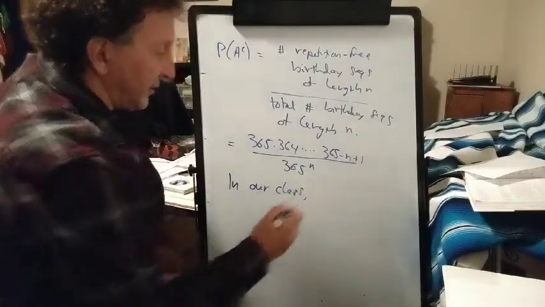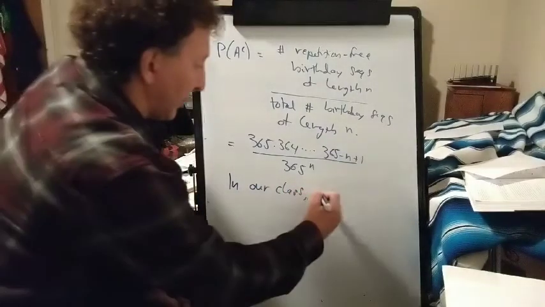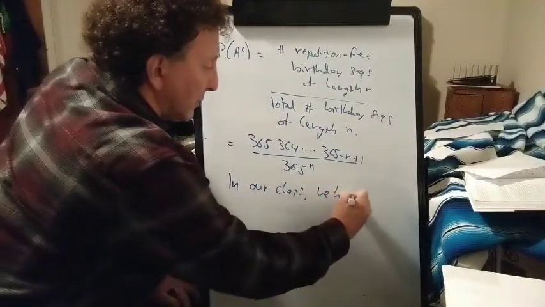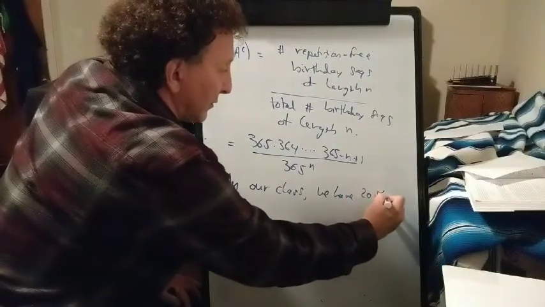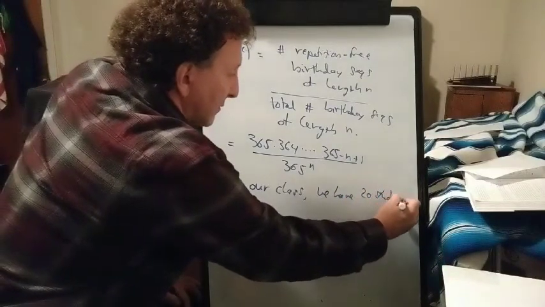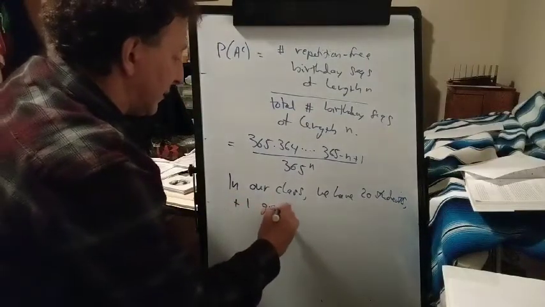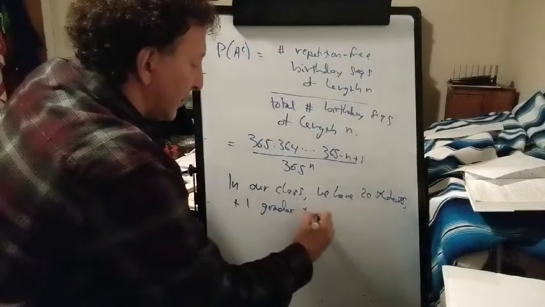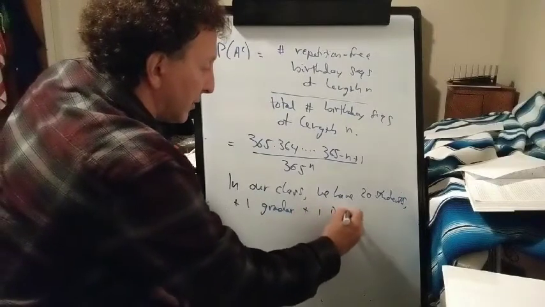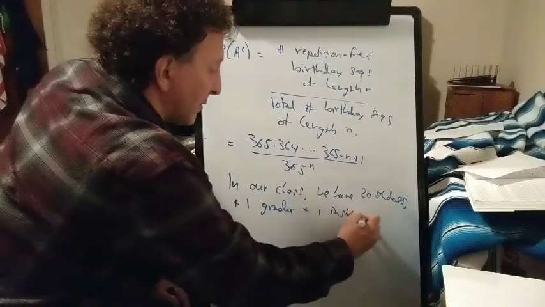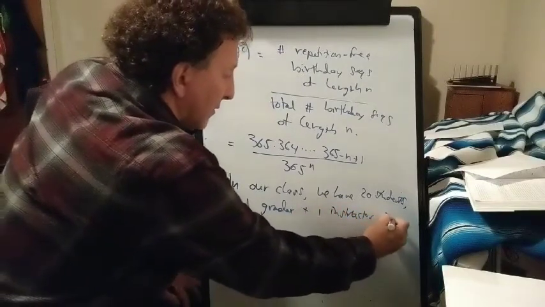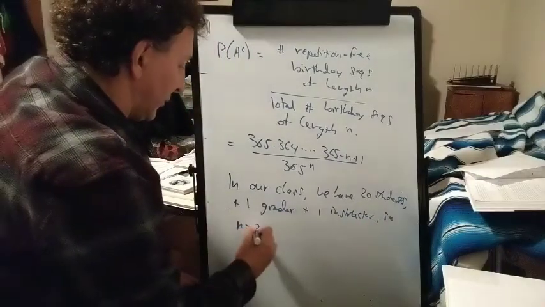Now in our class, if we take our class as a group of people, we have 20 students plus 1 grader plus 1 instructor, so n equals 22.